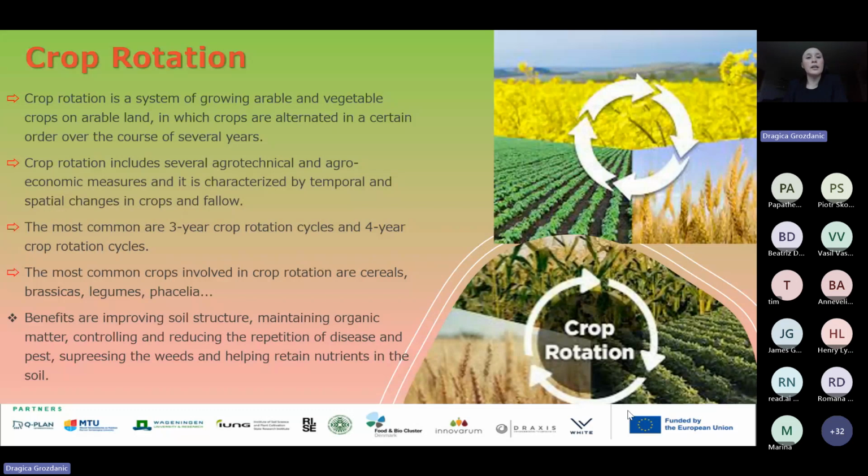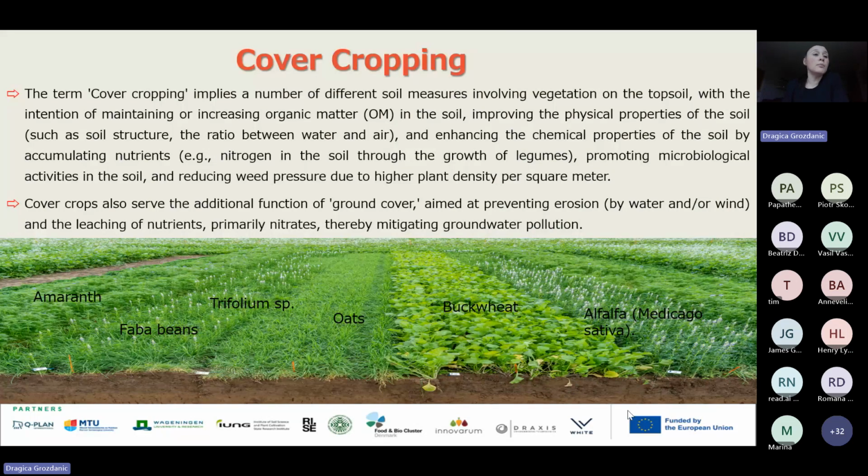The second example is cover cropping. The term cover cropping actually implies a number of different soil measures involving vegetation on the topsoil, with the intention of maintaining or increasing organic matter in the soil, improving the physical and chemical properties of the soil, promoting microbiological activities in the soil, and reducing the weed pressure due to the higher plant density per square meter.